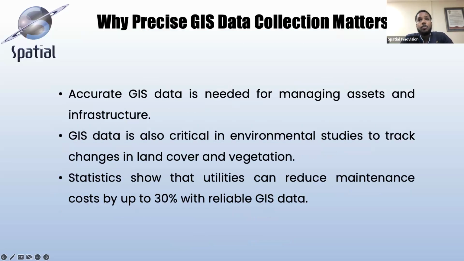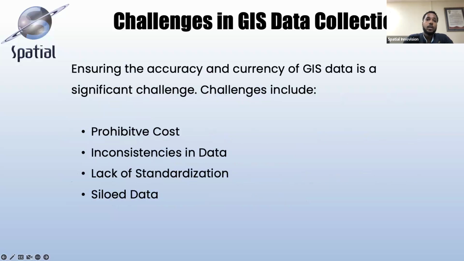Now, why does precise GIS data collection matter? Accurate GIS data is needed for managing assets and infrastructure. GIS data is also critical in environmental studies to track changes in land cover and vegetation. For example, knowing the exact location of pipelines can prevent costly damage during any excavation work, potentially saving millions in repair costs. Statistics also show that utilities can reduce maintenance costs by up to 30% with reliable GIS data.